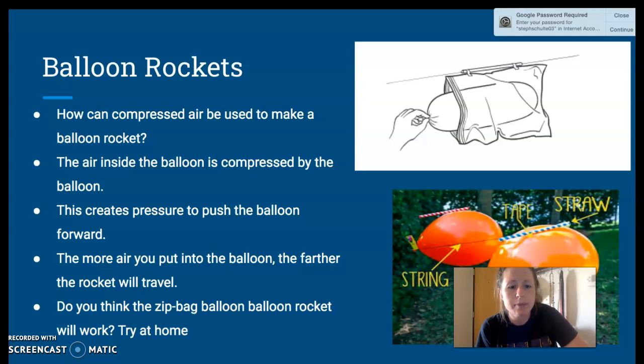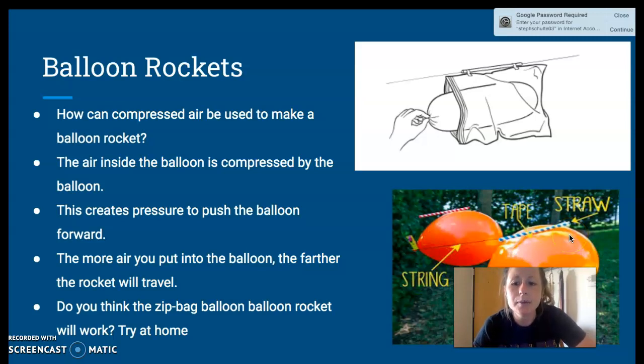So earlier I talked about balloons, and if you blow a bunch of air in a balloon, it blows up really big. What happens if I let go and untie the bottom of the balloon? Yeah, it's going to go flying. So if you put it on a string, the balloon will go flying on the string. So you have to put it on a string or a fishing line and then use a straw so it can move down the line. So balloon rockets are kind of fun to make.